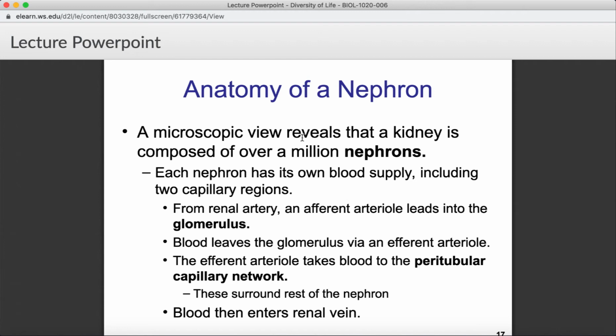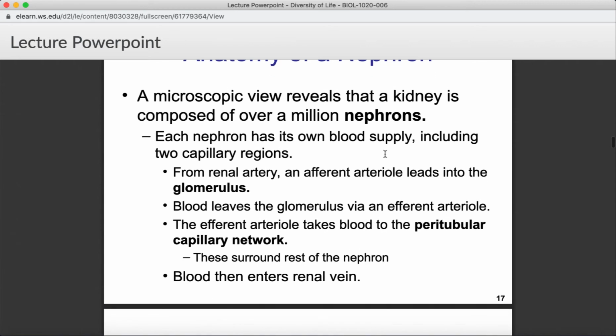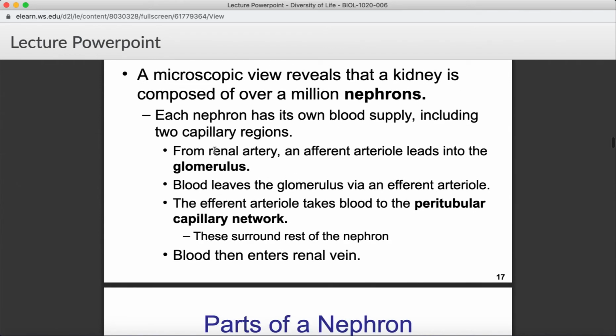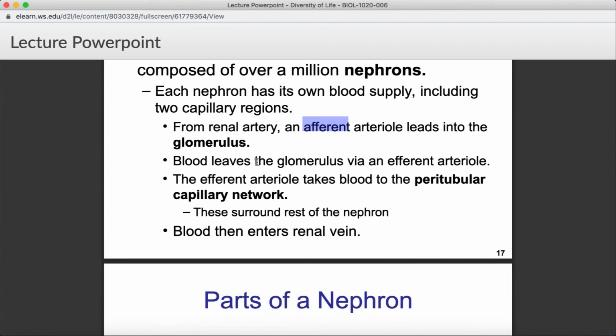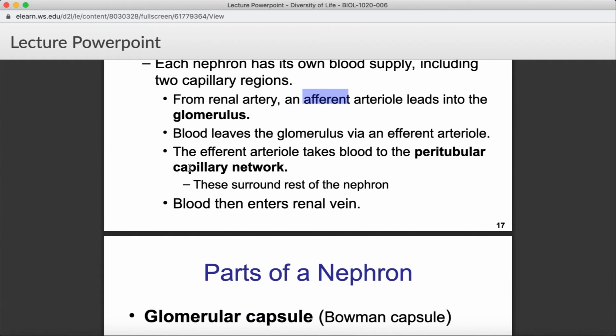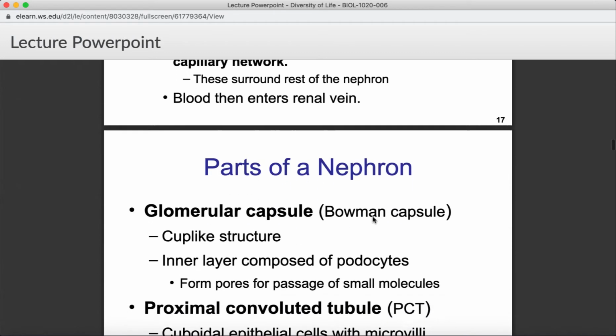So the anatomy of the nephron: a microscopic view will reveal that the kidney is composed of millions of nephrons. Each one has its own blood supply, including two capillaries, which come from the renal artery, the afferent and efferent. Afferent is derived from Latin. The -ent is a plural ending, so in this case like "they." And afferro means to carry towards. Efferent would be to carry away. So afferent, they are carrying towards. The afferent arteriole leads to the glomerulus. Once you get to the glomerulus, you leave via the efferent arteriole, and then the blood is taken to the peritubular capillary network, which surrounds the rest of the nephron, and then the blood enters the renal vein.